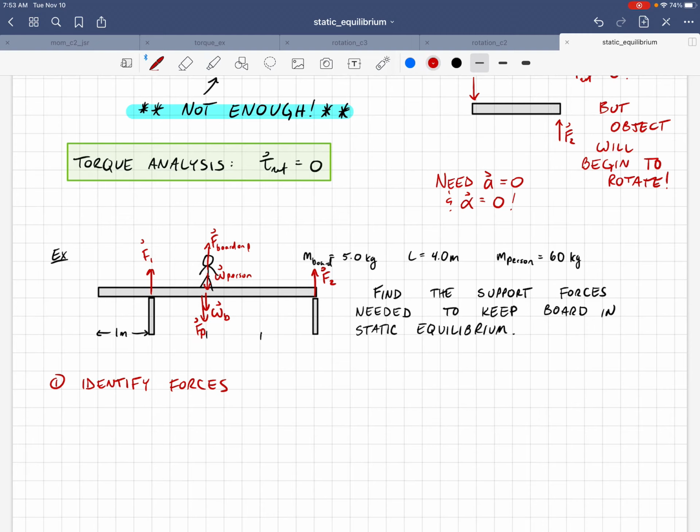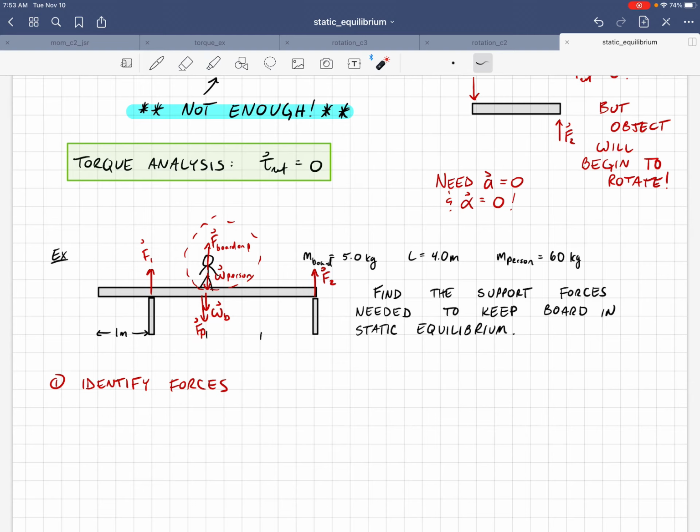Right, so that's just to remind ourselves. This is a separate free body diagram just for the person. And then I'm going to use Newton's third law to connect the force that the board is pushing on the person, to connect that to the force that the person is pushing on the board.